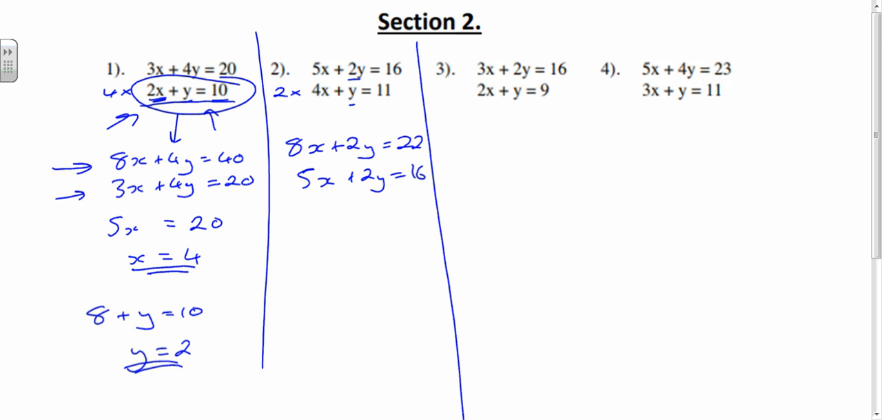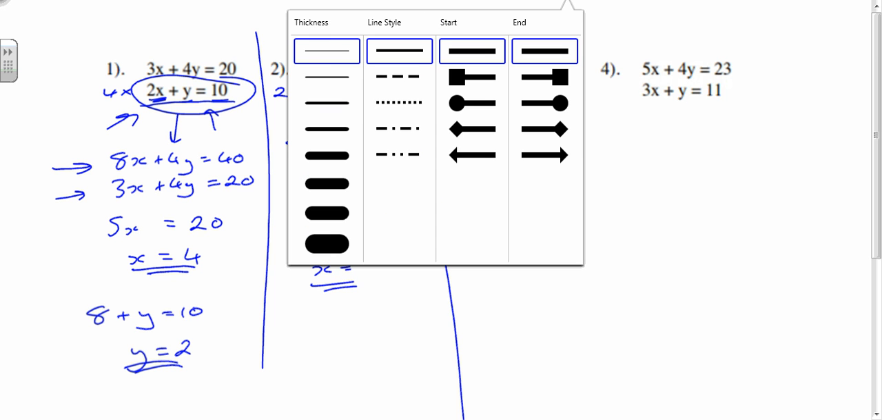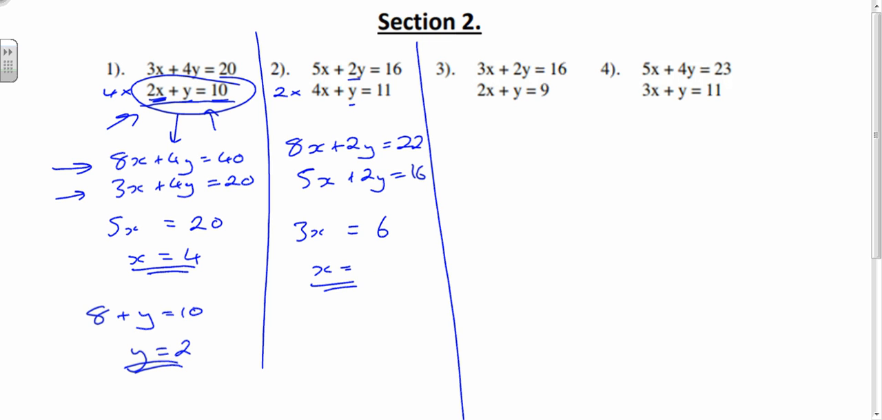Then they're both the same sign, they're both positive, so I'm going to do the big one, take away the small one. So 8x take away 5x is 3x. The y's always disappear. 22 take away 16 equals 6. 3x equals 6, so 1x equals... Oh no, sorry, it's not 3, it's 2. Almost made a mistake. Okay, so x equals 2.